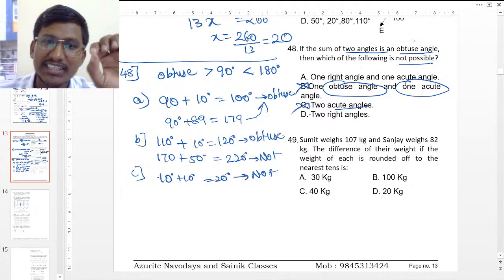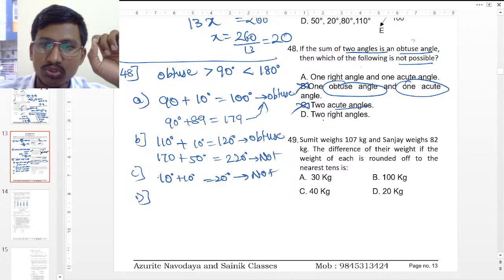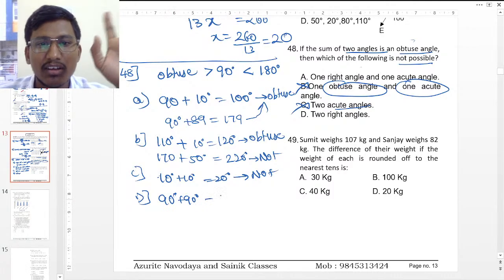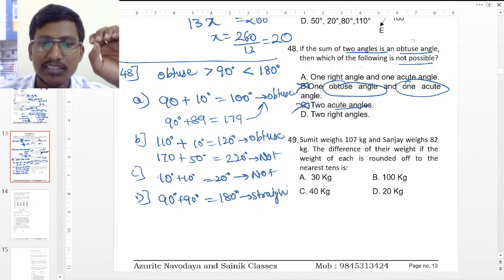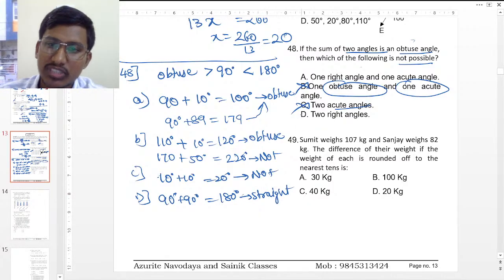Okay, so D, that is two right angles. Two right angles means 90 plus 90, that is 180 degrees, a straight line, not obtuse. So that is not possible. So D is also not possible.